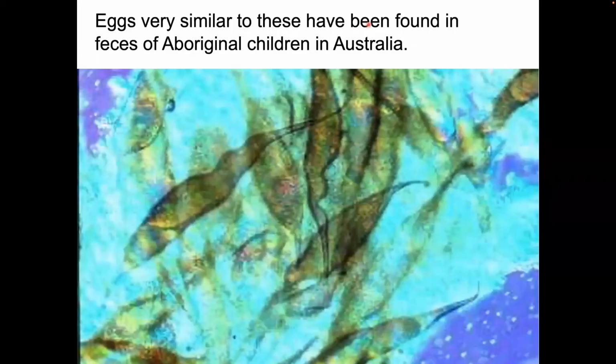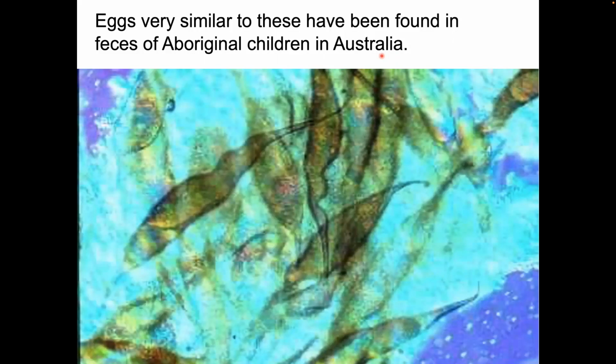Well, around the year 2000, there was a scare in Northern Australia because eggs that looked like this were found in the feces of Aboriginal children. So the health department went into a panic and said, oh, we have an unknown parasite in Australia. What is this? So I had a look at it and said, well, it's very simple. These are spirochete eggs. Well, why are the children getting this? Are they infected? Well, no.